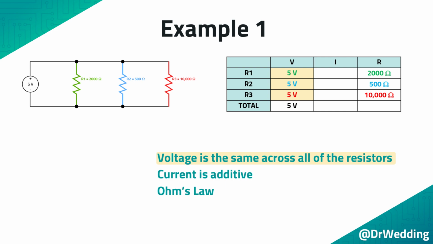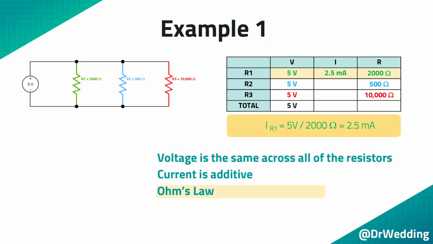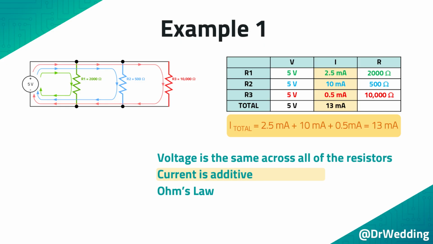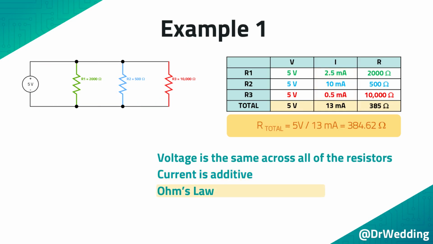Start by using the first rule. Voltage is the same across all of the resistors. Using Ohm's law, you can find the current through R1 and R2 and R3. Because current is additive, you can find the total current by adding all the branch currents. And using Ohm's law one more time, you can find the total resistance of the circuit.